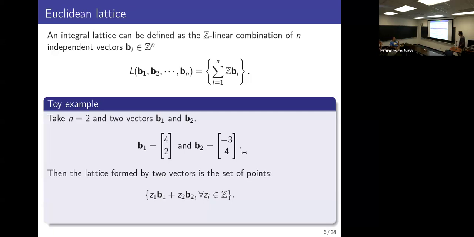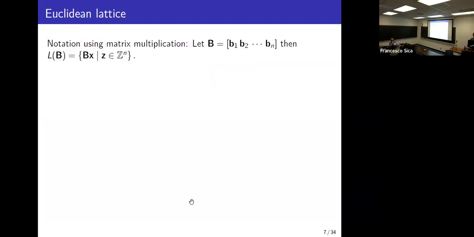Of course, I can choose Z1 equals 1, Z2 equals 0, so B1 is in the lattice. I can choose Z2 equals 1, Z1 equals 0, so B2 is in the lattice. But I can also choose both of them equal to 1. This means their addition, which gives 1 and 6, is in the lattice. And if you do this for all the Z over here, it generates the full lattice.